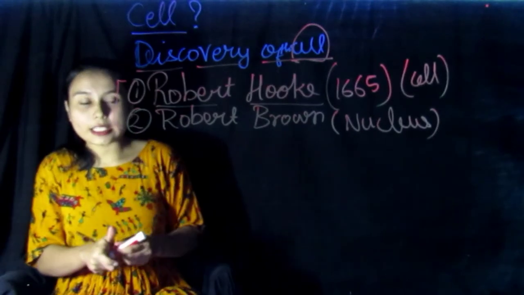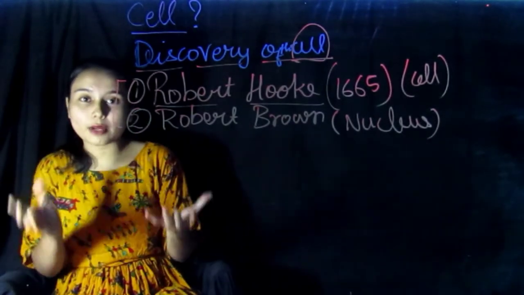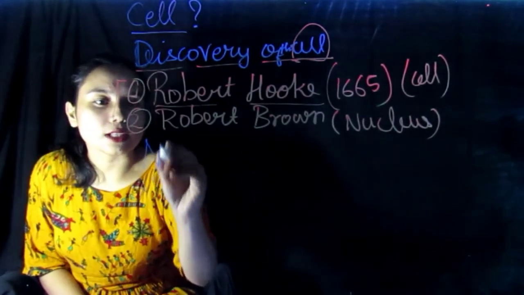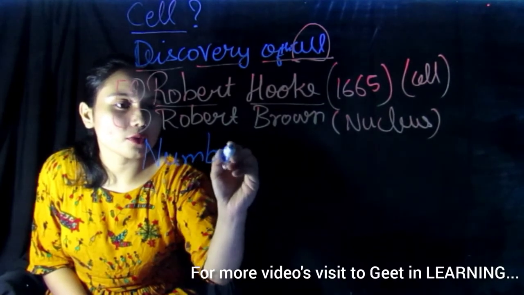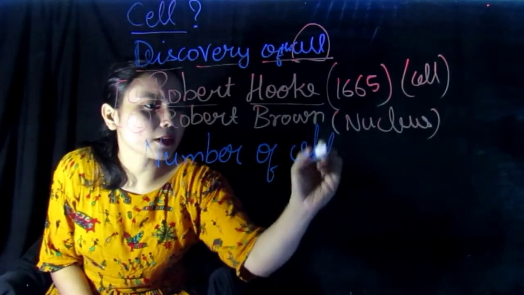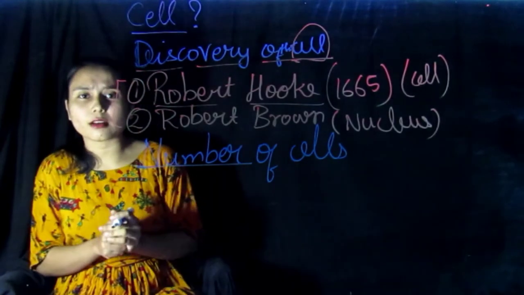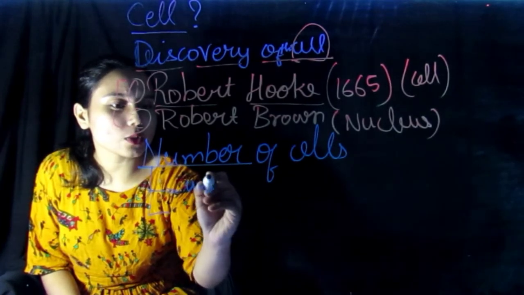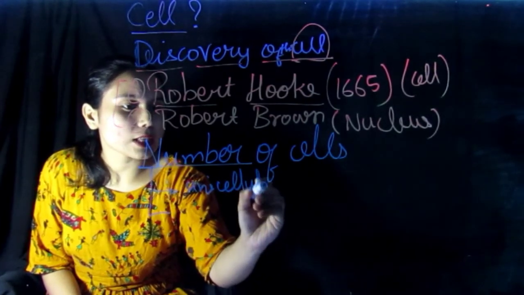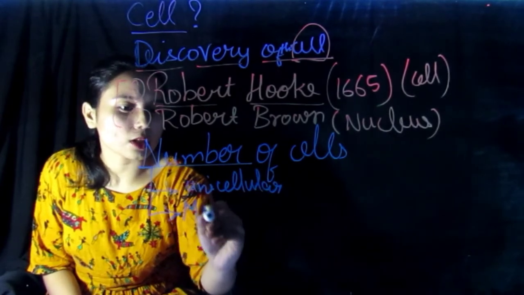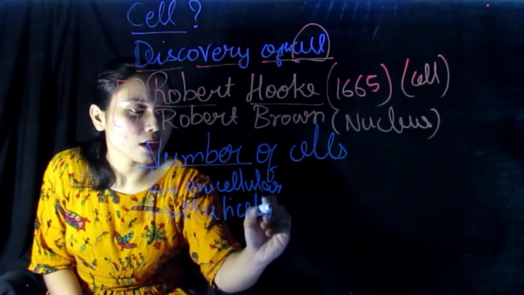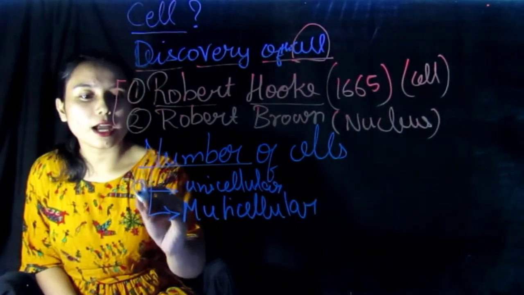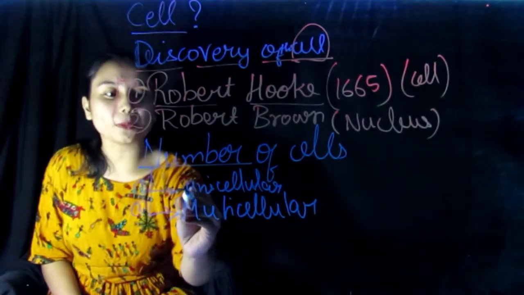Okay, so next, discovery of the cell, we understood how the discovery happened. Next we are going to know the number of cells. Why and how does number come in here? Number is nothing but there are two types of cells. One is unicellular, another one is multicellular. What are the two types of cells? Unicellular and multicellular.